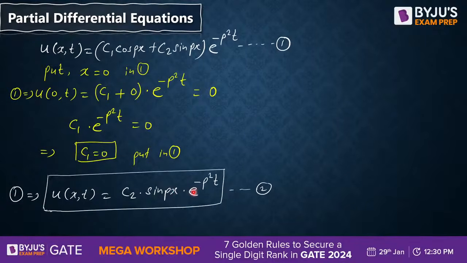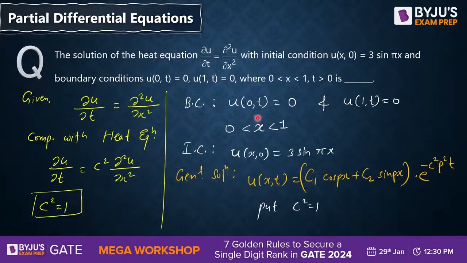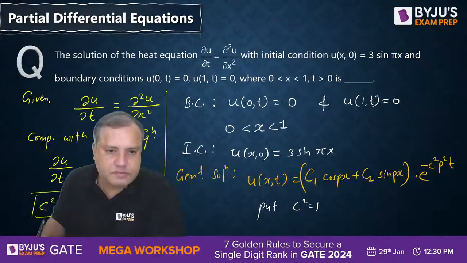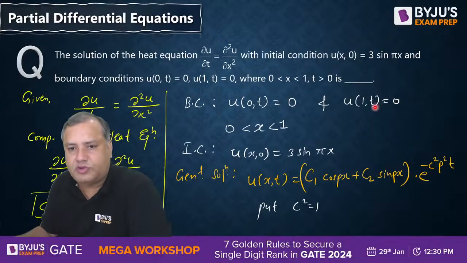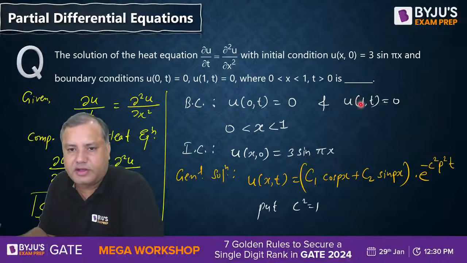Now in this equation we are going to apply the second condition. What is the second condition? The second condition is u of 1 comma t equal to 0. It means you have to put x equal to 1 in equation 2.